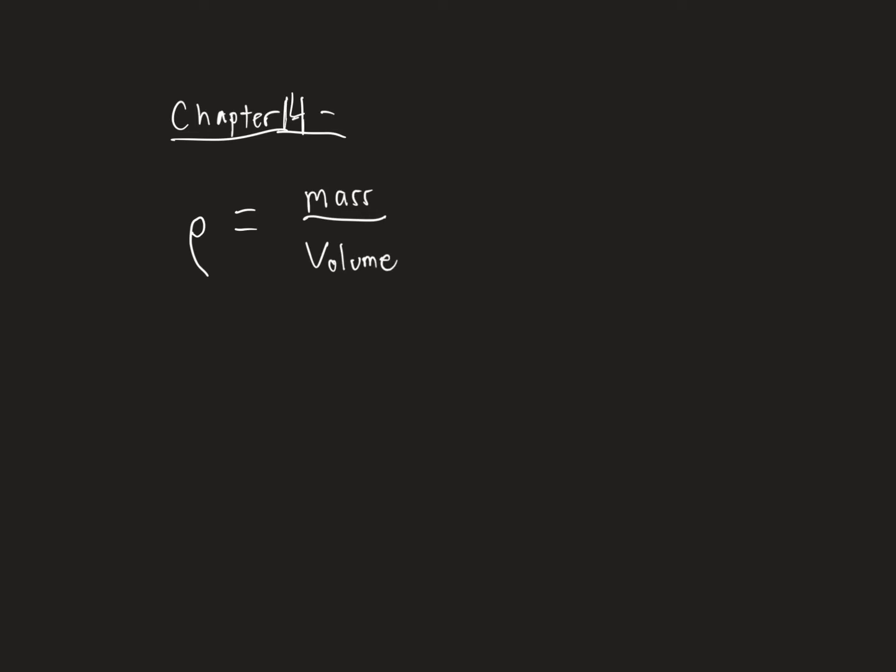So if you were to write out the SI units of density, what would the SI units of density be? Kilograms over cubic meters. And we give that a name. What do we call that? Or sorry, that's not the one with the name.